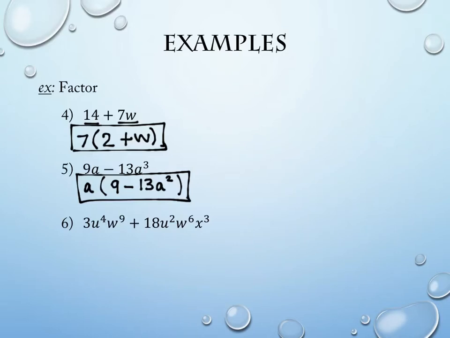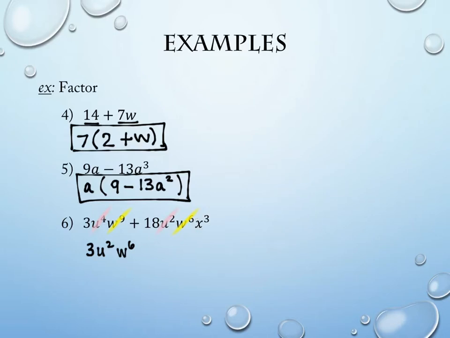All right, so again, saving the best until last on this particular slide. Number 6 is rather messy. Start with the numbers again. So 3 and 18, what do they have in common? A 3. And then I have u to the 4th, and I have u squared. So what do they have in common? U squared. And then I have w to the 9th and w to the 6th. So w to the 6th. And then while the second one has an x cubed, the first one doesn't. So there's nothing else to pull out, right?